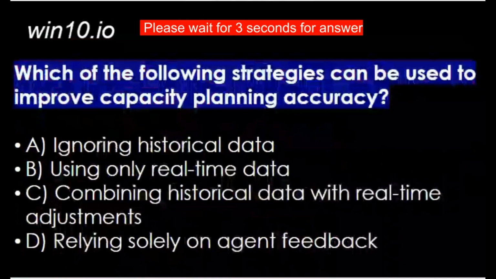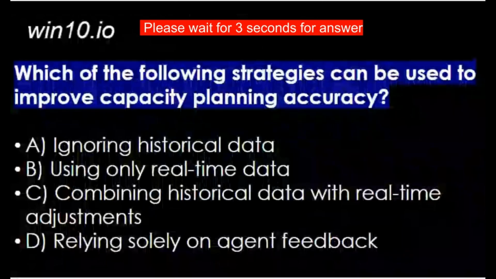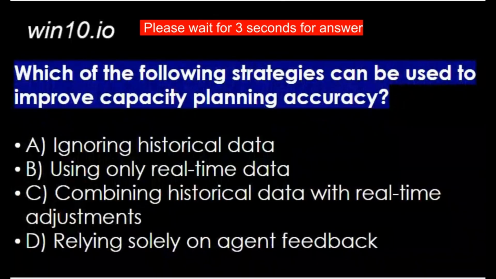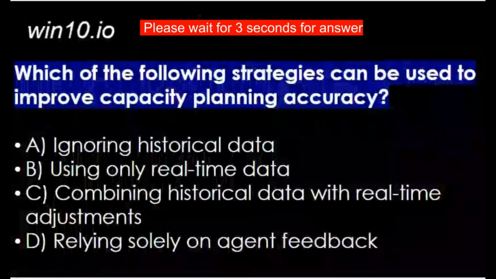Next question we have, which of the following strategies can be used to improve capacity planning accuracy? Option A, ignoring historical data. Option B, using only real-time data. Option C, combining historical data with real-time adjustments. Option D, relying solely on agent feedback.